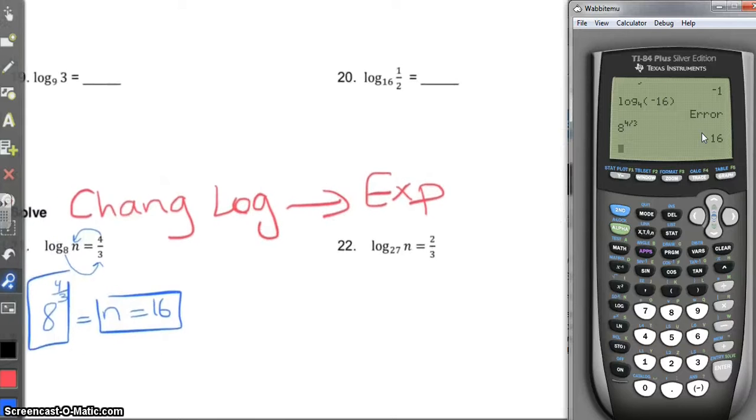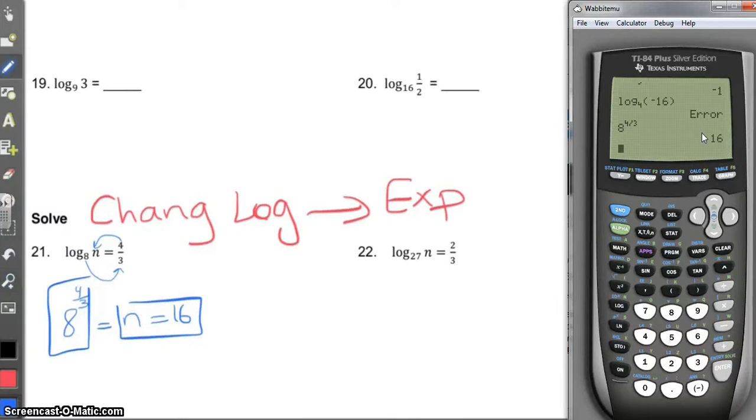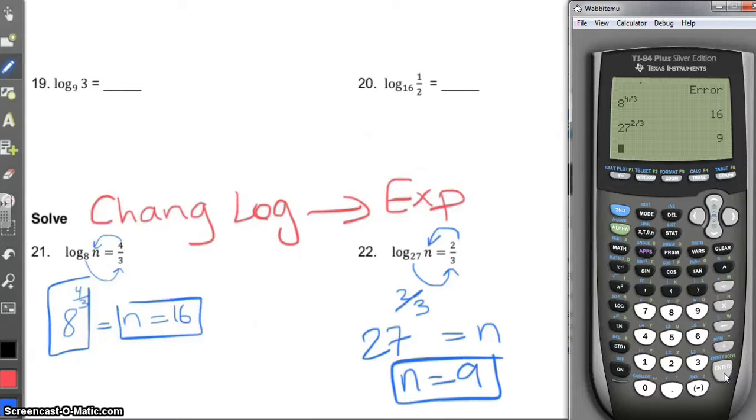Now again, if they give you a problem like that, where you have n or an unknown inside the log, you would change it to exponential function and then use the calculator to solve it. So 27 to the power 2/3 would give you n. And again, 27 to the power 2/3 would give you 9. So n in this case is 9. So that's the whole lesson.